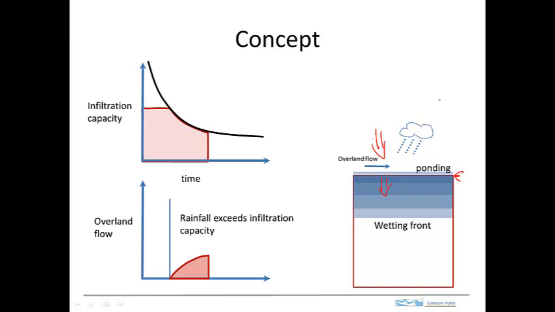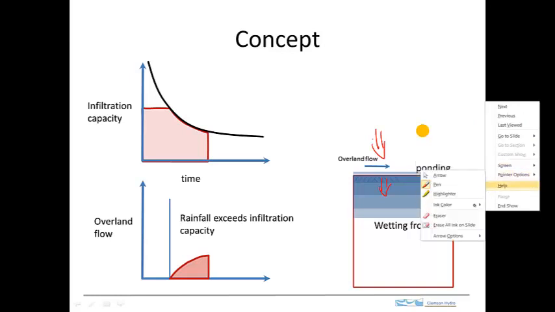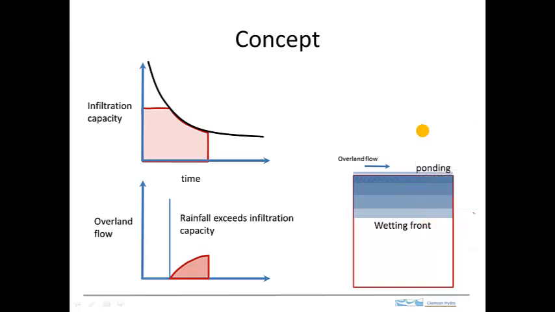And so if there's a slope, we could have overland flow. If it's flat, then we would just have ponding. So then what happens? The rain stops and the sun comes out, and we start to have some evaporation take place. And so the process of evapotranspiration occurs, and now the flow of water is upwards.